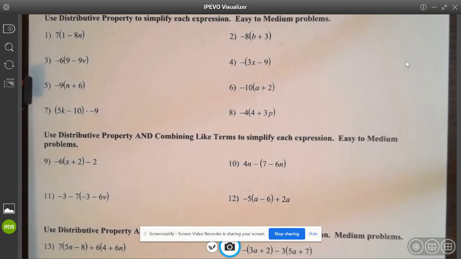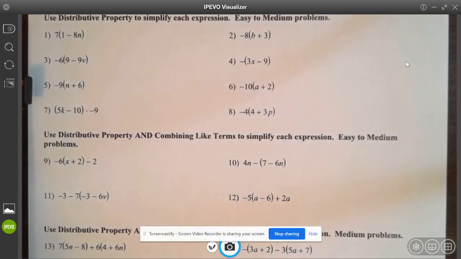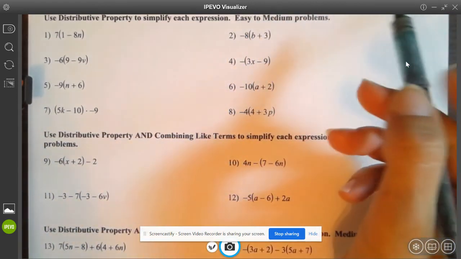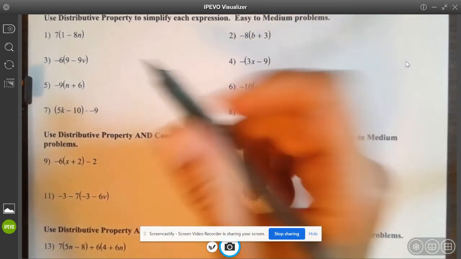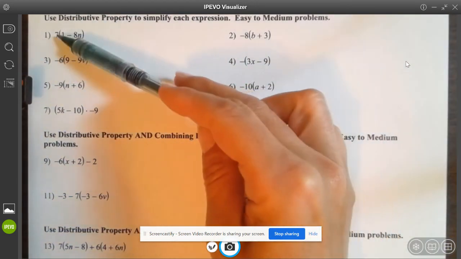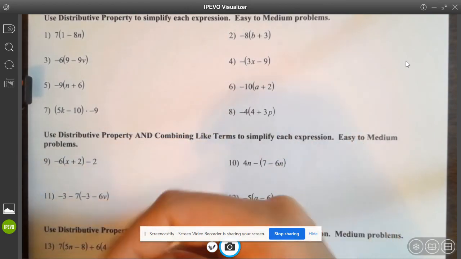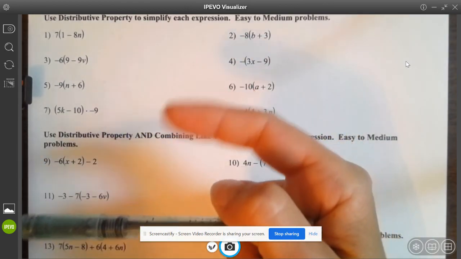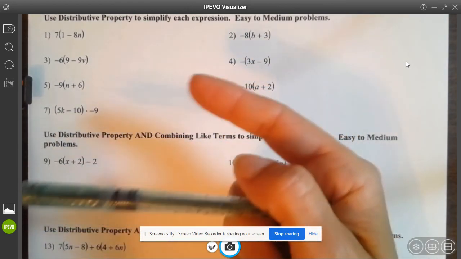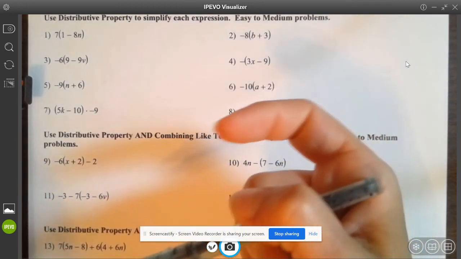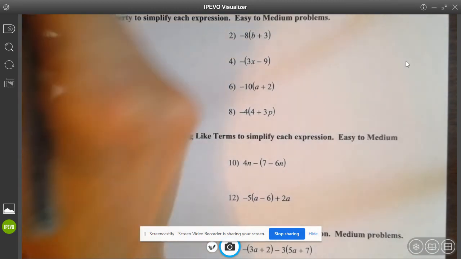All right, so let's start with number one. So number one over here. This says easy to medium problems. It doesn't really matter here, right? Remember that we are multiplying and we're remembering our order of operations, and we're also remembering that numbers with variables and numbers with no variables cannot be combined. So that's combining like terms. So we're going to review that too.